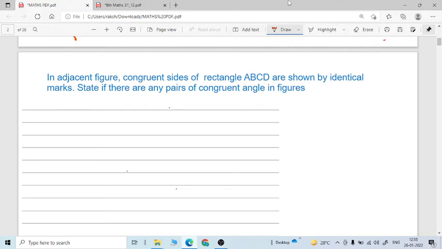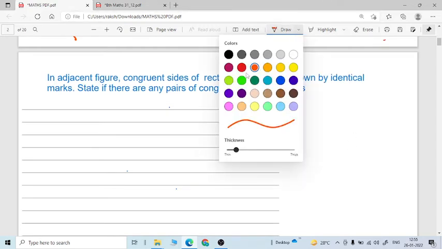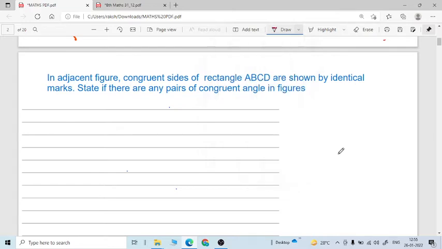Now let's move on to the solution part. So let's draw the diagram first.